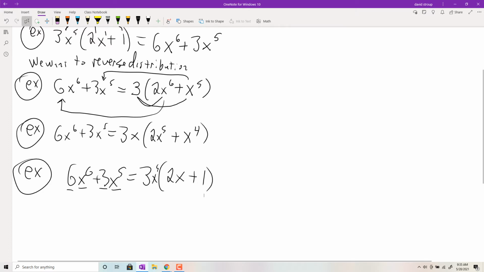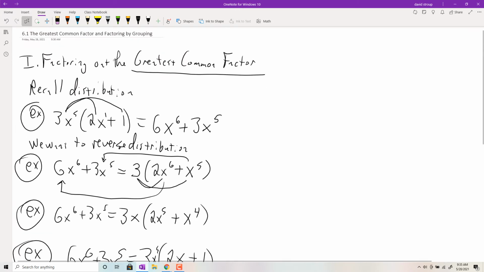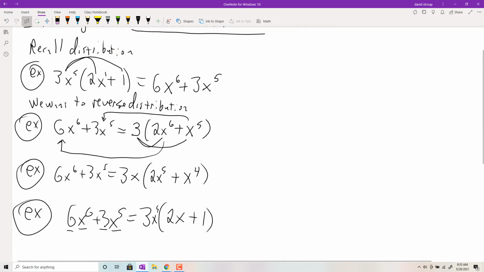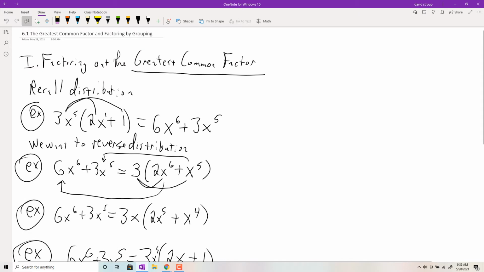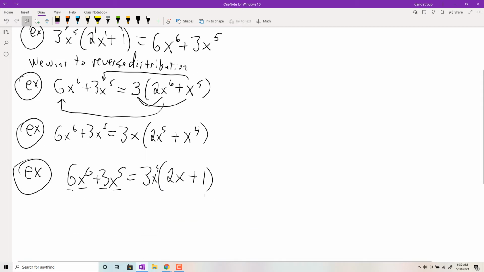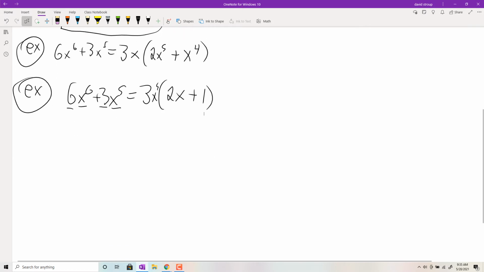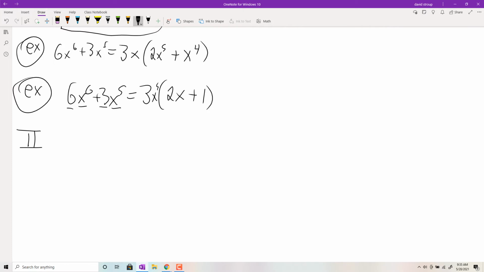So that's kind of where we're headed with all of this. It's kind of a foreshadowing. We're going to teach you how to identify the GCF, and then we'll work with this process of reversing distribution. So the first thing we want to be able to do is just identify the GCF, the greatest common factor. So, finding the GCF.